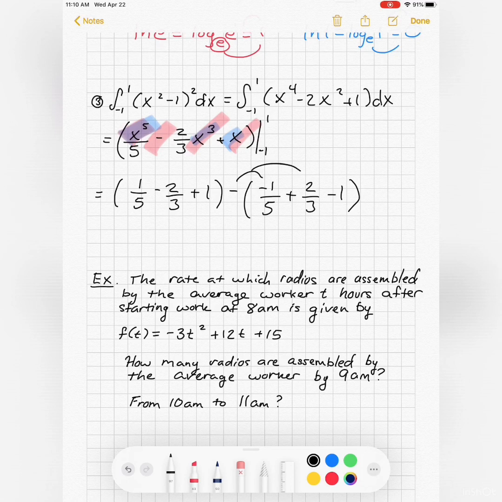Okay, let's see what this is going to give me. I'm going to have a 5th plus a 5th. Looks like it's going to be 2/5. And what else do I have? I have -2/3 minus 2/3. So -2/3 minus 2/3, what is that? -4/3. And then I got 1 minus -1. So 1 plus 1, 2.